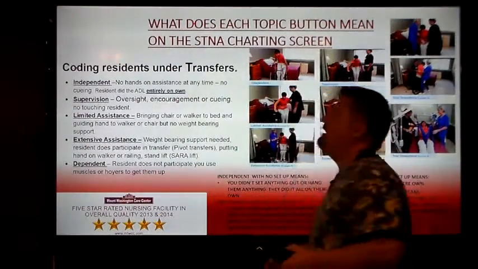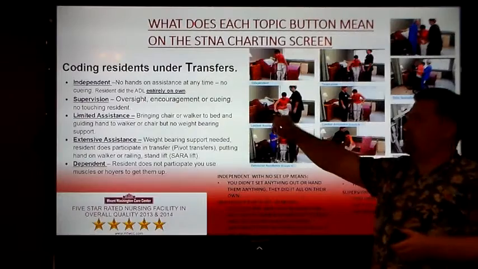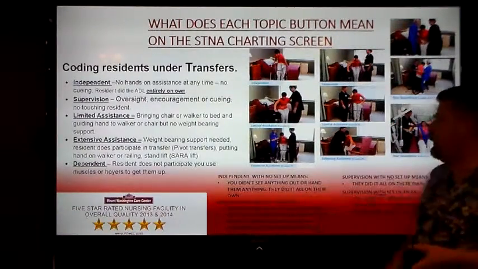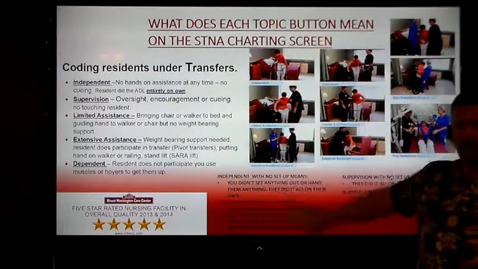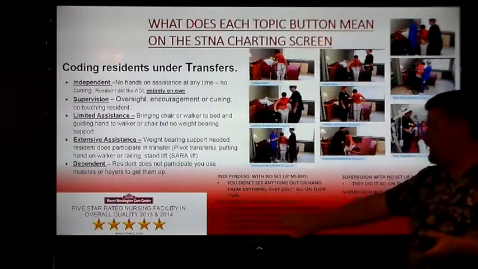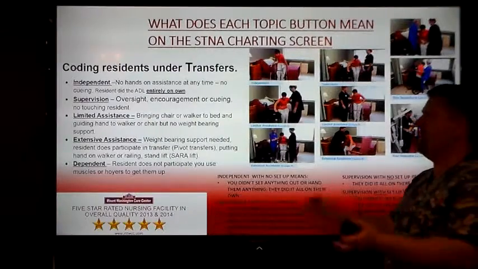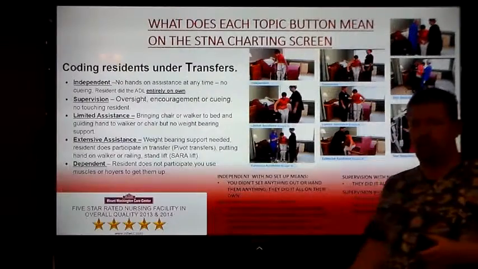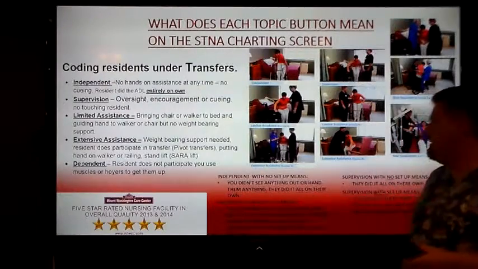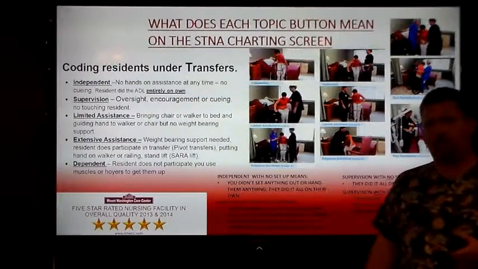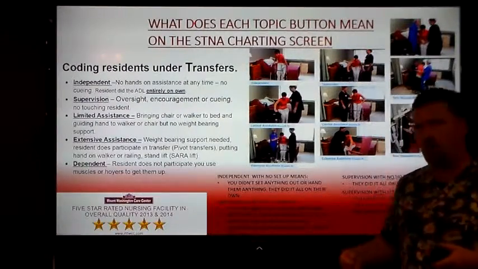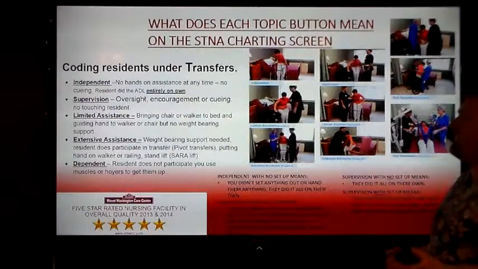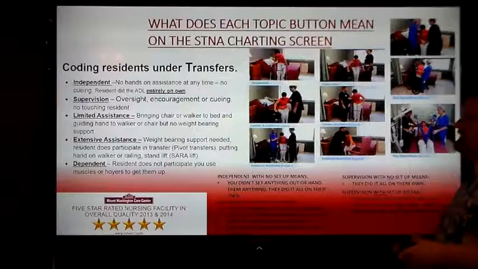Now, with any of these charting topics, for independent or supervision, you will also see whether it is with setup or without setup. With setup means you have placed the walker or wheelchair next to the resident for them to reach and do the transfer. Without setup means the resident is actually pulling the walker or wheelchair to themselves and doing it completely on their own without any assistance at all.